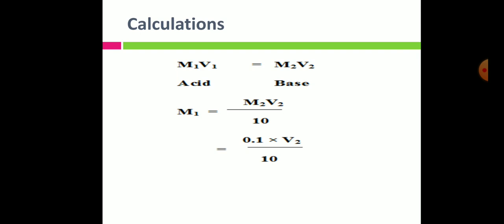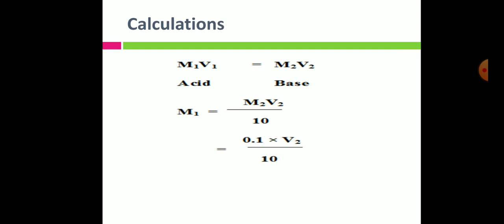Now let us come to the calculation. The calculation has to be done by using that same molarity equation, that is M1V1 is equal to M2V2. M1V1 is for the acid and M2V2 is for the base. Now what do we have to determine? We have to determine M1, and the rest of the things are known to us, which means that M2, the molarity of the base, is 0.1, and V2 is the volume of NaOH.